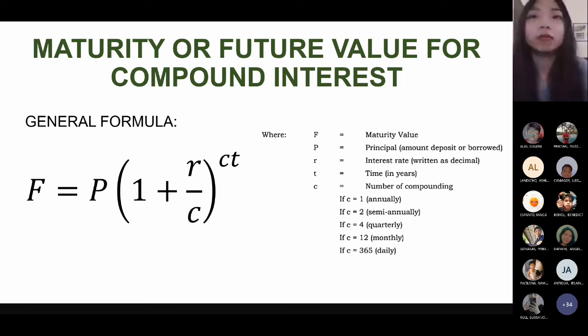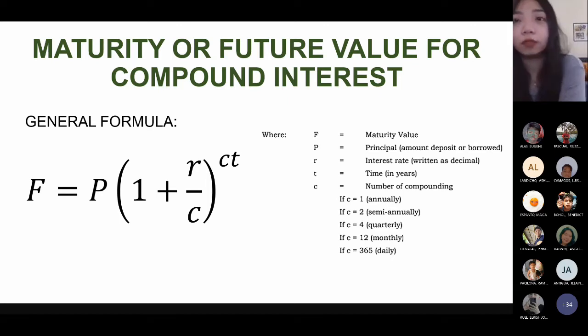Default niya yan. And then, ang bago lang dito is the C. This is the number of compounding. So, kung ilang period yung meron sa ating compound interest. So, depende to. Ayan, meron tayong mga nakasulat yan. Pag annually, so isang beses magko-compound sa isang taon, C is equal to 1. Kapag semi-annually, C is equal to 2. Quarterly, C is equal to 4. Monthly, C is equal to 12. And then kapag daily naman, C is equal to 365.